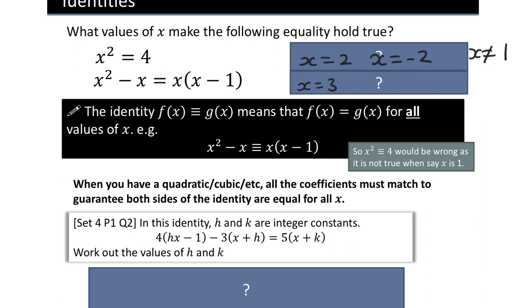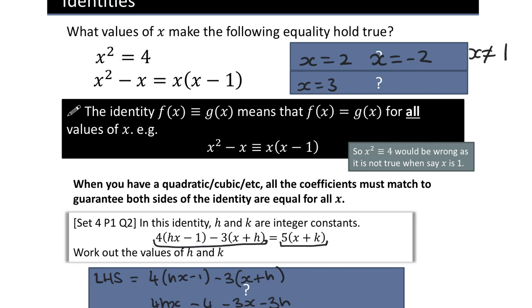So, in this identity, h and k are integer constants. Work out the values of h and k. So they're saying the left-hand side completely equals the right-hand side. Now, when we have identities, we always start left-hand side equals 4 lots of hx minus 1 minus 3 lots of x plus h. This is going to give me 4hx minus 4 minus 3x minus 3h.